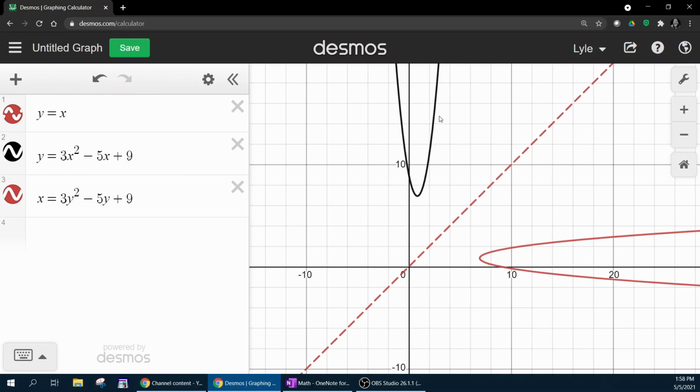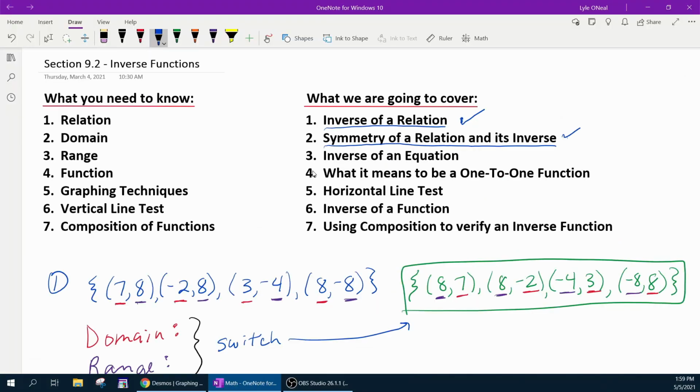So if I take the black parabola and fold on the dotted line, it will lay on top of the red parabola. Therefore, I know that this equation is the correct inverse because these graphs are symmetric about the line y equals x. All right, so if you're keeping score, that takes care of finding the inverse of an equation.